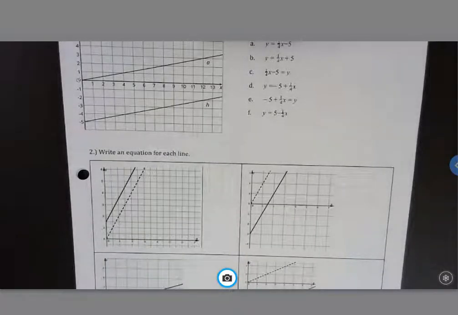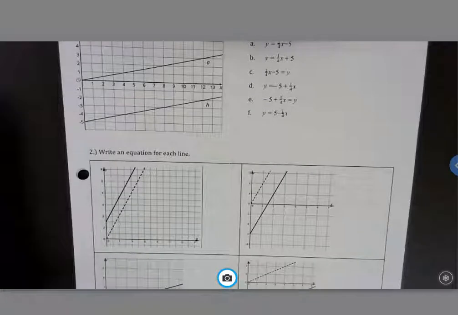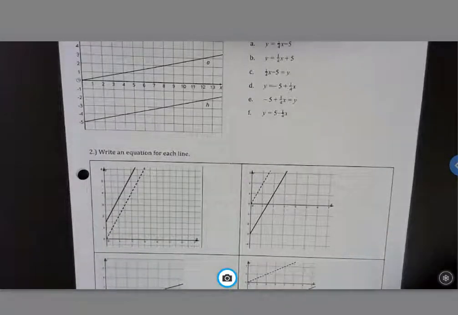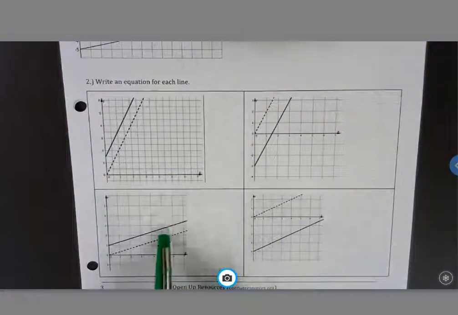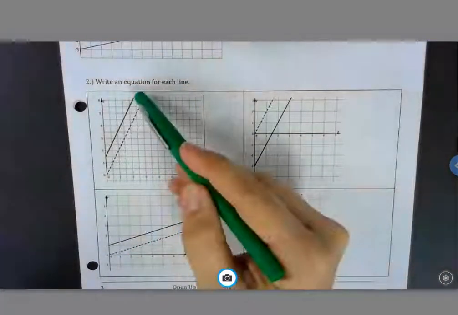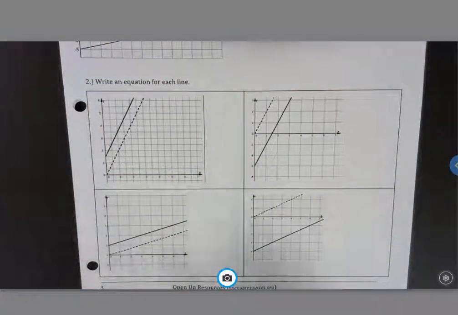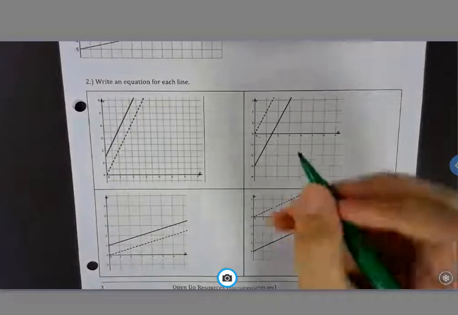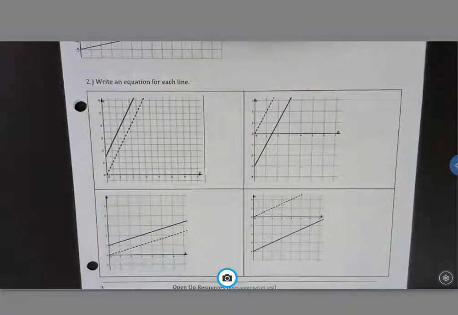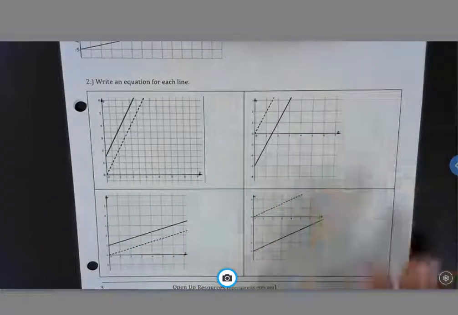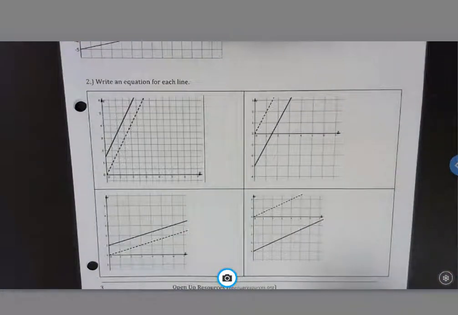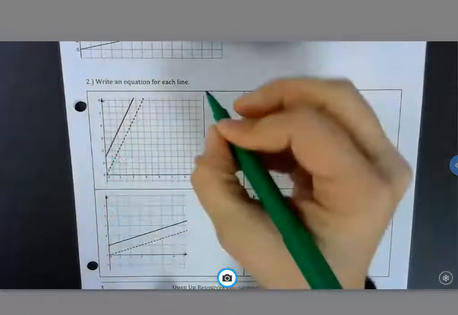What they want you to do for each of those 4 graphs is write an equation for each line. As you can see on all 4 of these graphs, there's a solid line and a dashed line. So we're going to write the equation for both of those lines. I'll do the first one with you, and then I want you to pause the video and do the other 3 on your own, and then come back and check your answers. Okay? So on this first one, I'm going to start with the solid line.